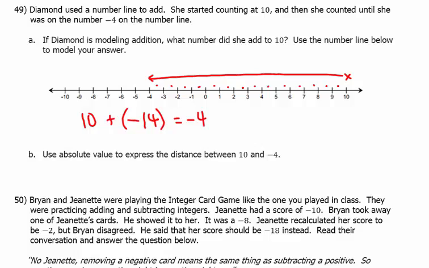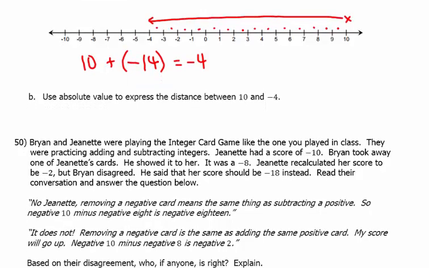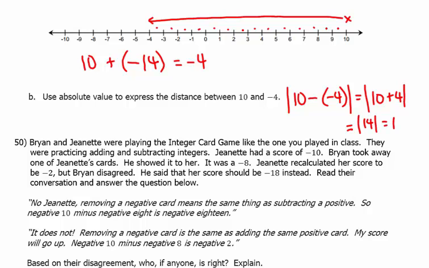Use absolute value to express the distance between 10 and negative 4. So we've talked about this. The distance is represented by the absolute value of the first number, 10, minus the second number, negative 4. I rewrite that as addition, 10 plus 4. So the absolute value of 10 plus 4. And the absolute value of 14 is 14 units. So that's the exact distance I got.